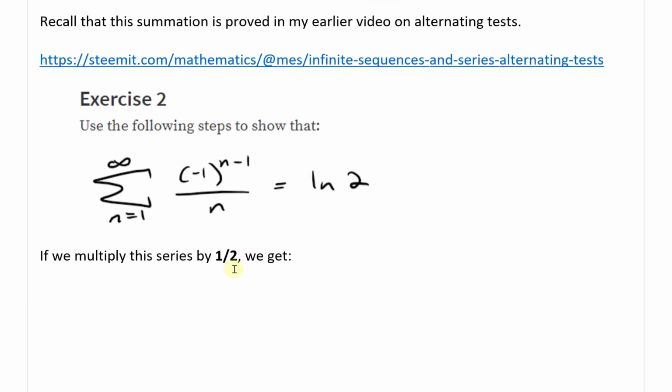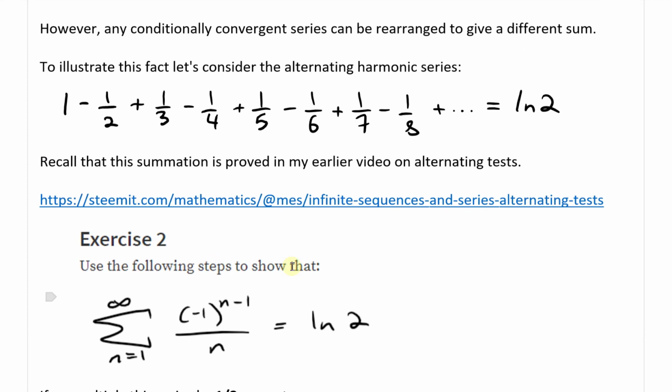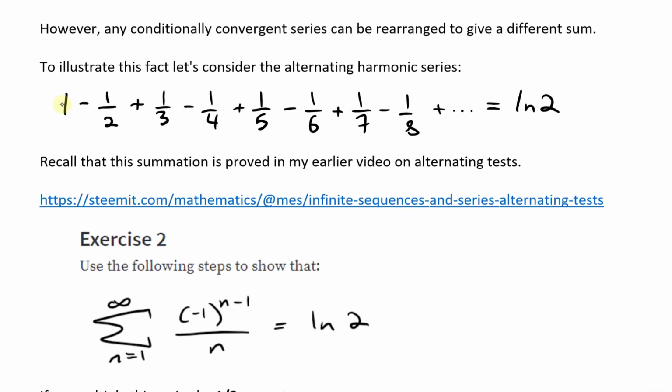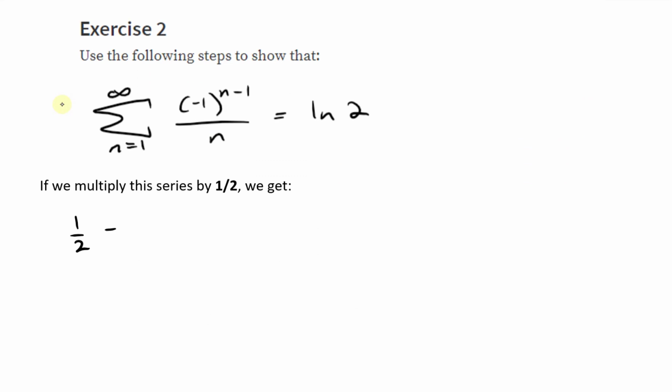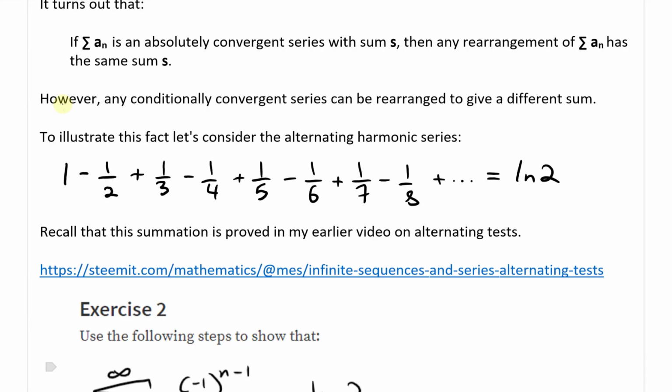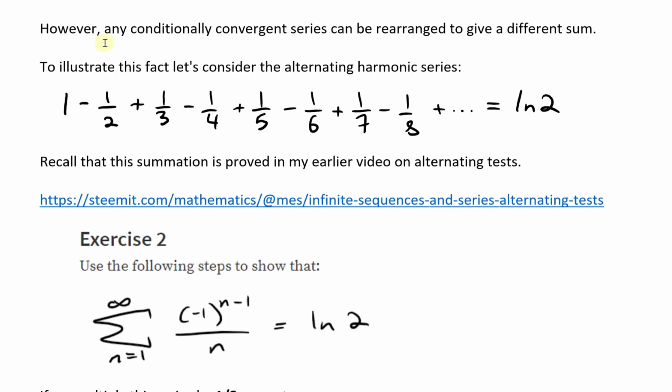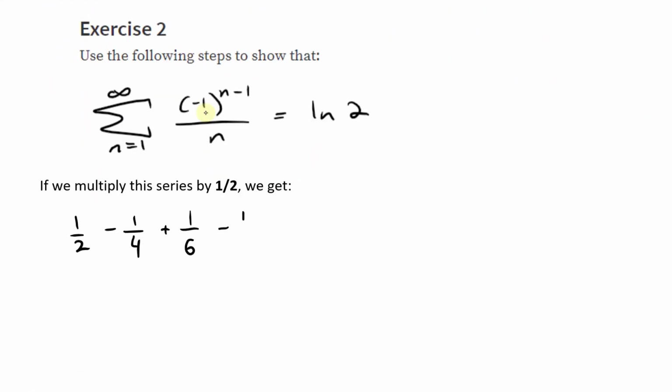Now, if we multiply the series by 1/2, the 1 becomes 1/2. The negative 1/2 becomes negative 1/4. Likewise, this becomes 1/6, and this one becomes negative 1/8. So you can see the pattern: 1/2 minus 1/4 plus 1/6 minus 1/8, and likewise 1/10 and so on. This keeps going on and on.